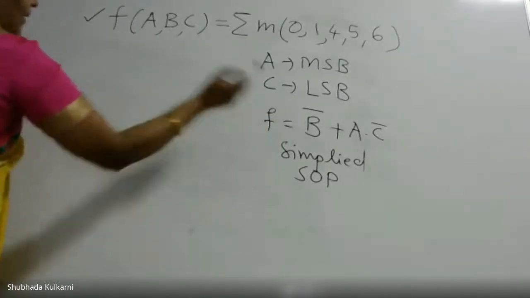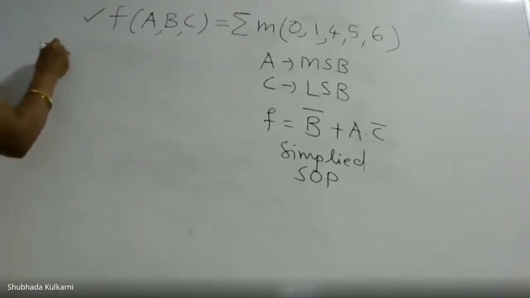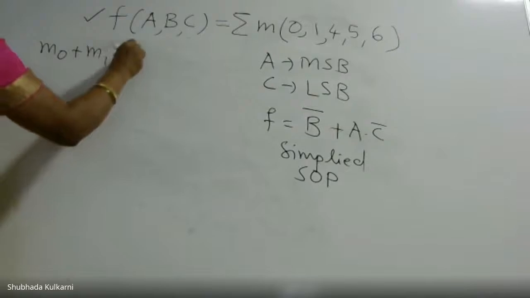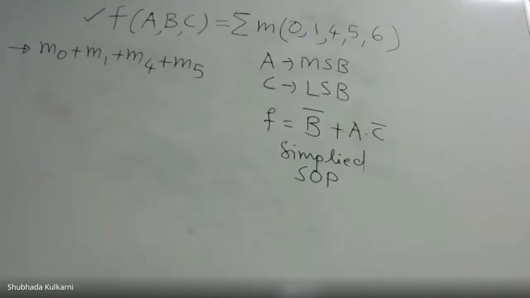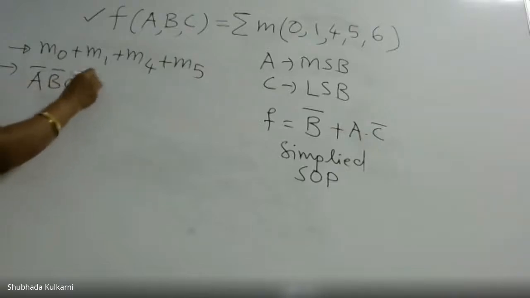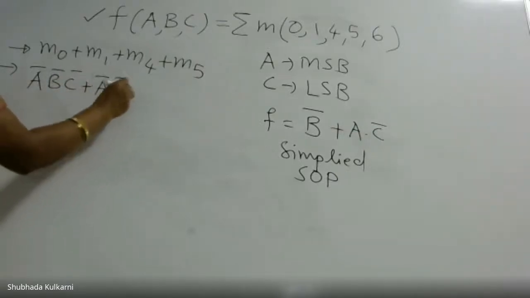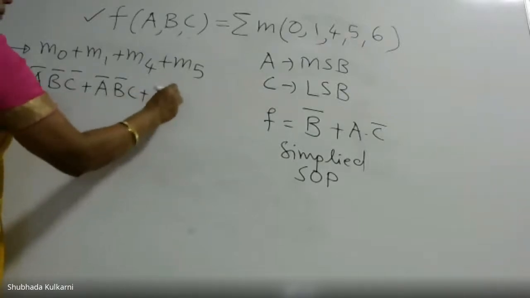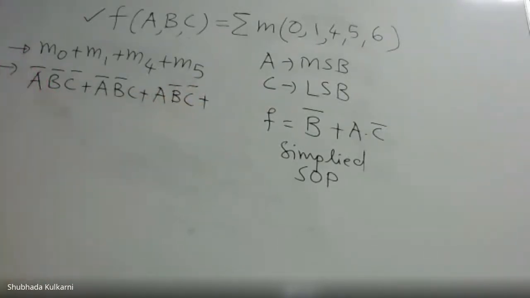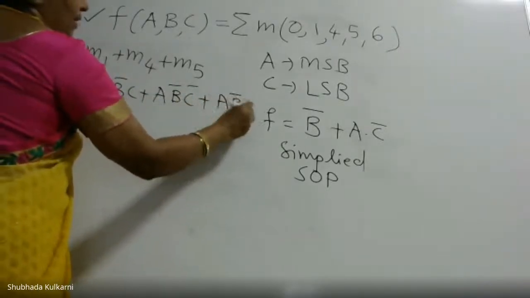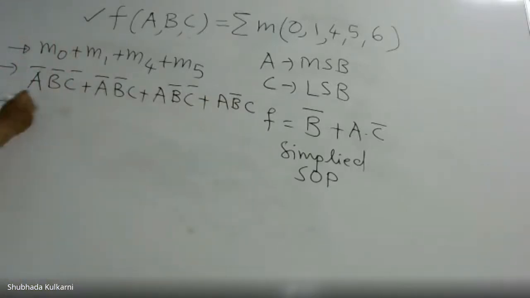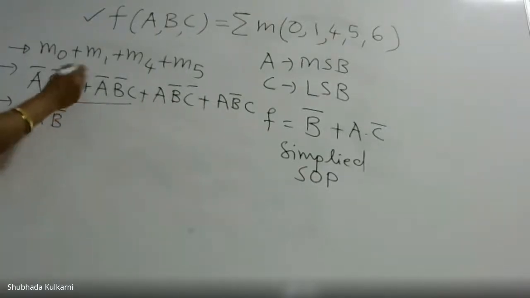Say, for this particular expression, M0 plus M1 plus M4 plus M5. This is the quad that we have seen in the KMAP. So I will write the expression: A bar B bar C bar for M0, A bar B bar C for M1, A B bar C bar for M4, and for M5, 5 is 101, so A B bar C. Now when we start simplifying this, what we find? A bar B bar is common in the bracket C bar plus C.